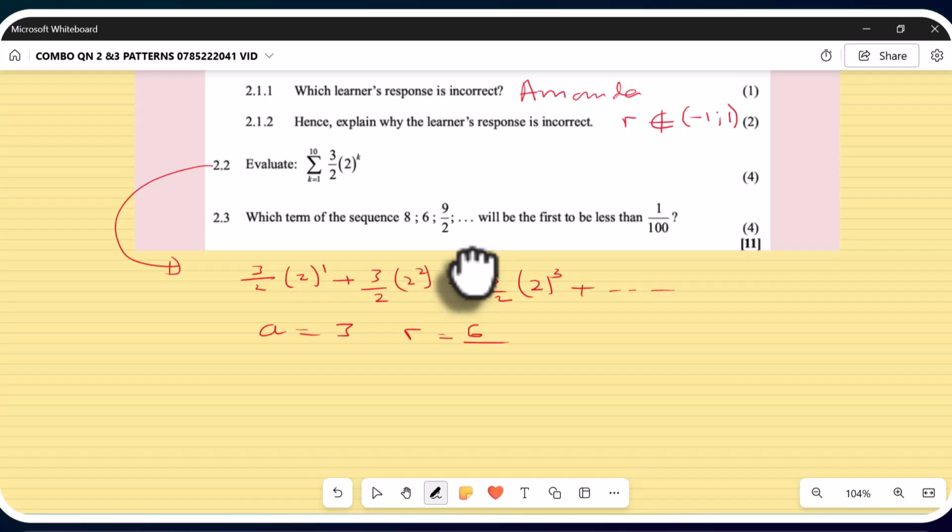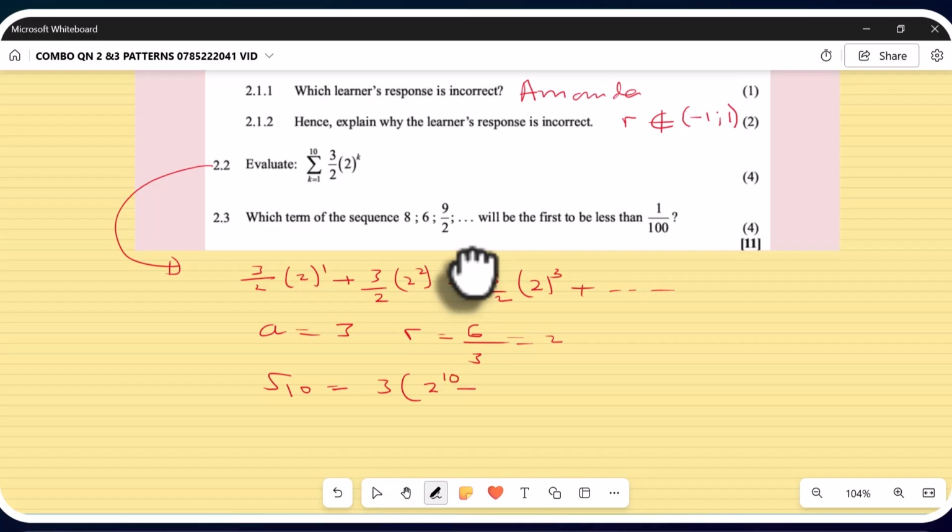On the calculator, what do you get there? If I simplify, 3 times 2 power 10 minus 1 gives me 3069. I get 3069. Okay, that's our answer for 2.2.